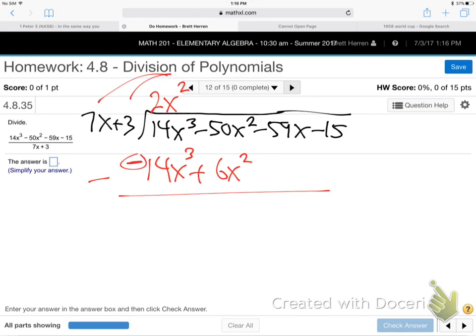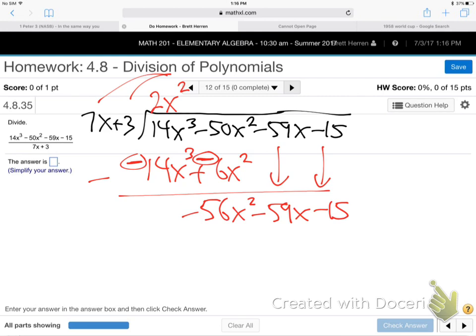Let's just put it on both of them. Negative, negative, because that's what it's going to do. You're going to subtract everybody, which means you're going to change all the signs effectively. So that's a negative 14x cubed and a negative 6x squared, really, in the end, after the subtraction does his thing. Right? And so what you get, then, is minus 56x squared. And then you just bring down the minus 59x and bring down the 15.